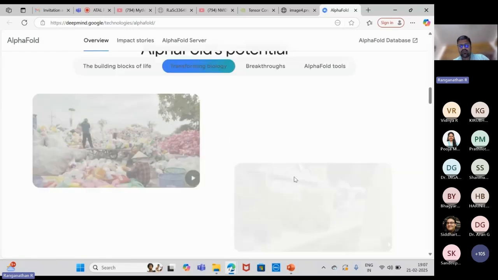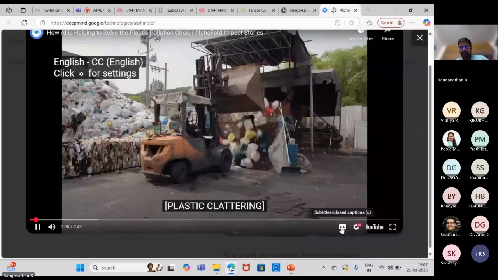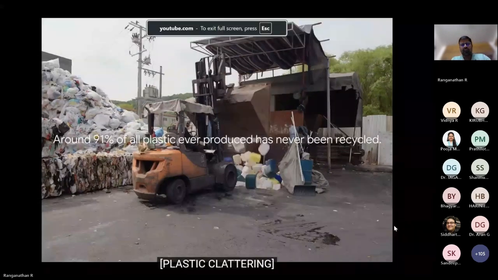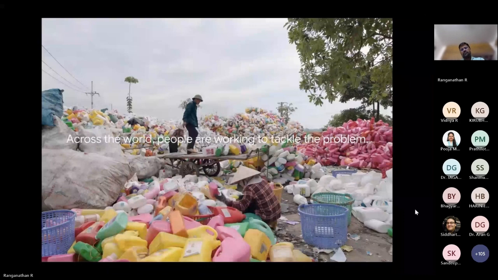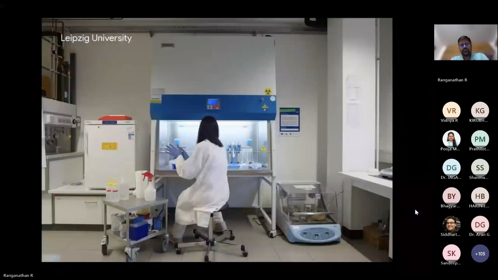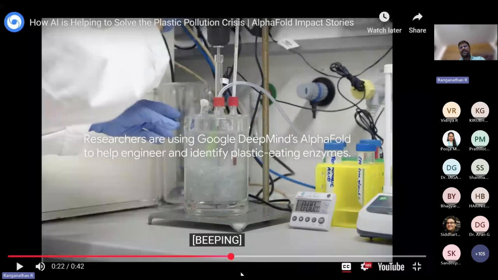Yeah, so this is one where they're trying to solve the pollution problem. As you can see, in this case they are using Google DeepMind. They are trying to develop advanced algorithms that can help in the creation of this bacteria that can consume plastic, right? So this is one interesting use case.